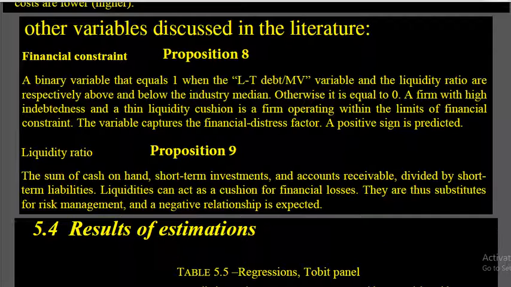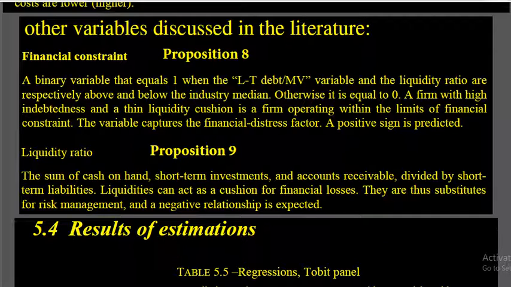A firm with high indebtedness and a thin liquid cushion is a firm operating within the limits of financial constraint. The variable captures the financial distress factor, and a positive sign is predicted. The more financial constraints you have, the more you want to hedge.